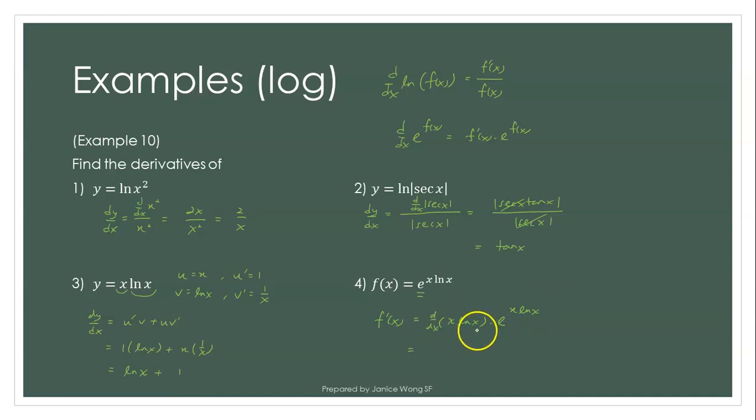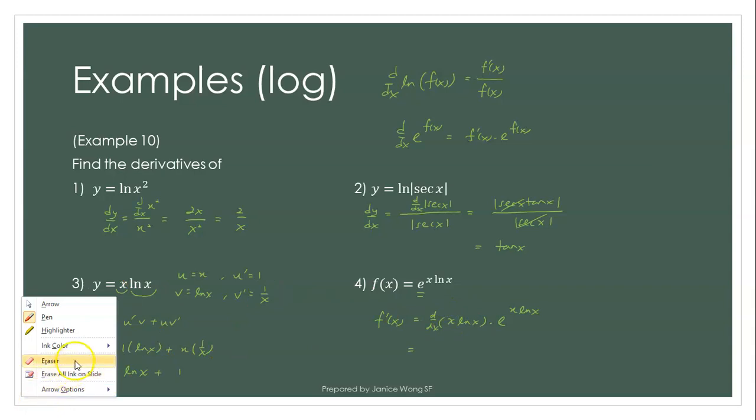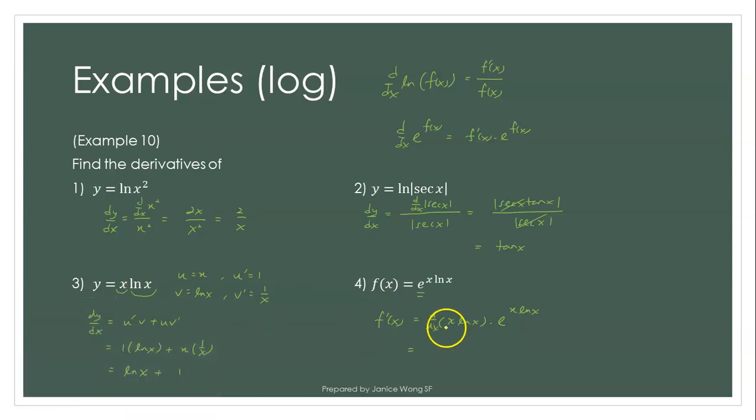How do you differentiate x ln x? This is a product. We have done it earlier in number 3, where u equals x and v equals ln x. This is u, this is v. So we apply the product rule for the derivative of x ln x. Differentiate the first one, we get 1. Copy the second one, plus copy the first one. Differentiate the second one, which means differentiate ln x. We get 1 by x times the same e term, e to the power of x ln x. Further simplifying, the answer will be ln x plus 1 times e to the power of x ln x.